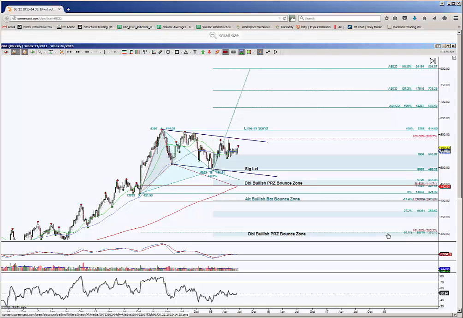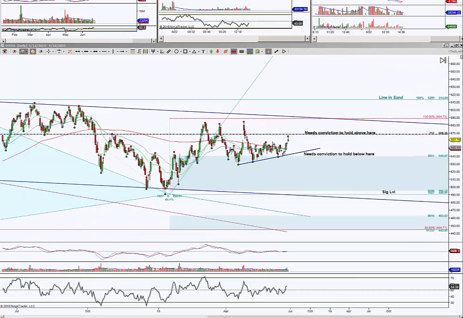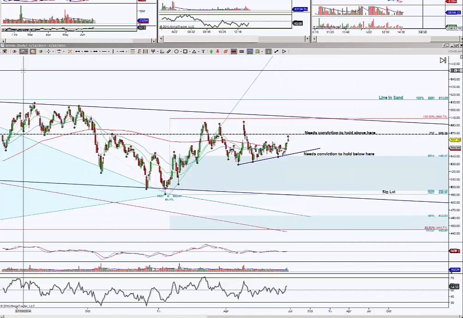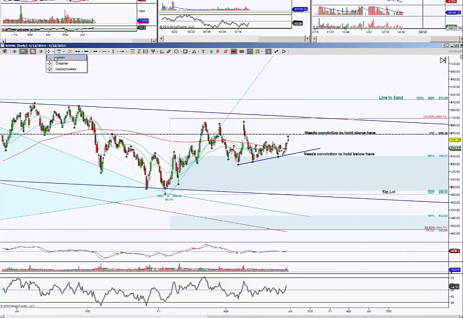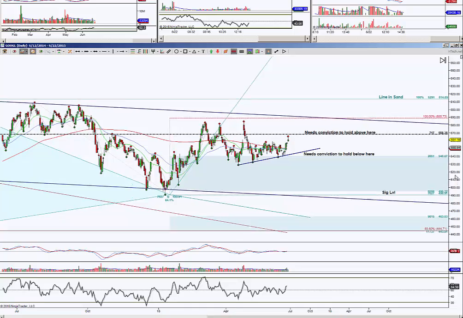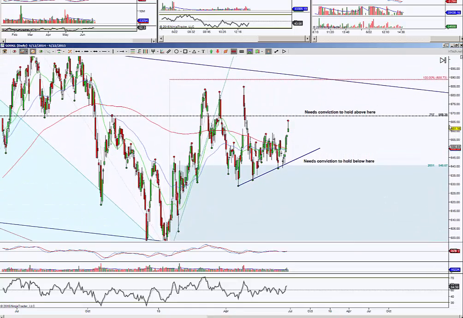Okie doke. Now, let's look at more of a day perspective. Let's look at the day chart for a smaller perspective. And I left the lines, and I know it looks like, oh my God, too much information. But first, I wanted to show that the channel is still here, and then my other levels, the line in the sand, the significant level, all of that good stuff is still on the chart. Now let's just hone in to where we are, because we remember we're in contraction mode.